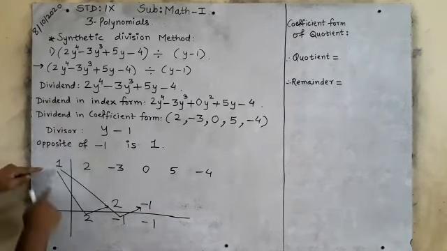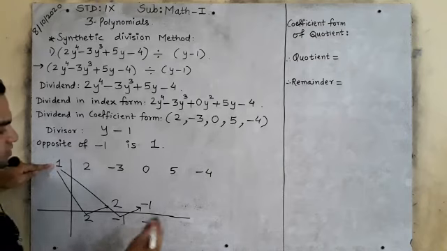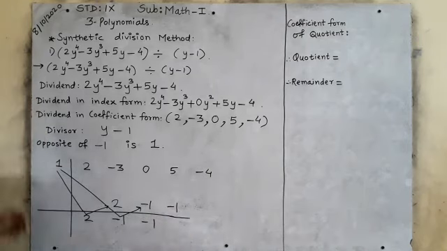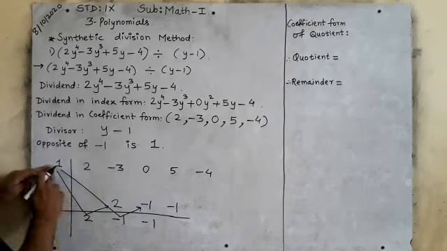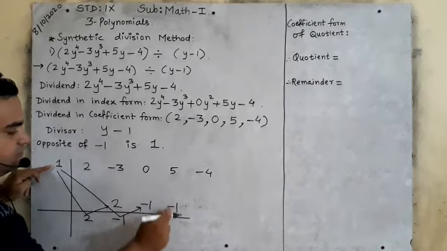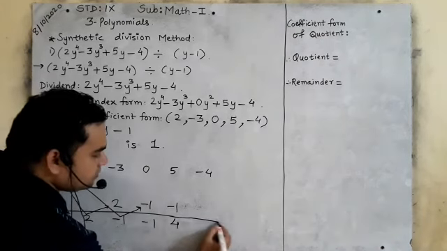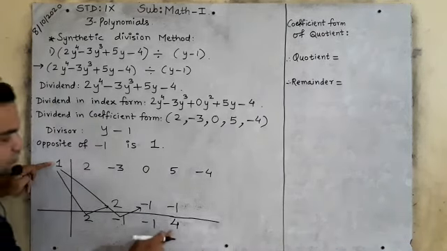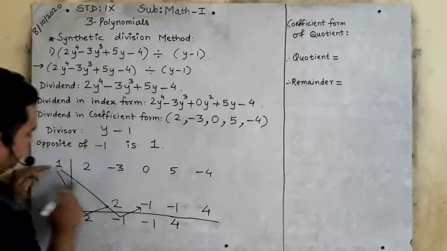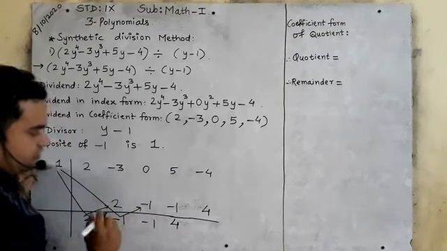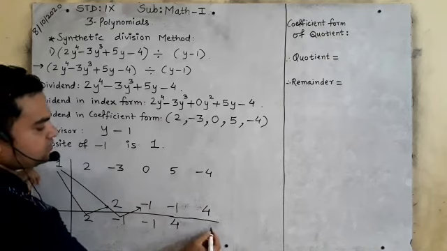Clear? Now you will multiply here again. 1 minus 1 ones are -1. Now see, 1 minus 1 ones are -1. 5 minus 1, it is 4. Right? Then again you will multiply. 1 4s are 4 here. So -4 and 4, 0.